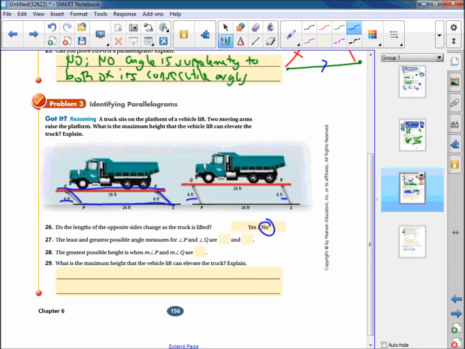So the least and greatest possible angle measures for P and Q are going to be 0 if it's on the ground, or 90 if it's straight up. Okay? The greatest possible height is when P and Q are both 90. Okay? So what is the maximum height the truck is going to be when they're both 90? Well, it's going to be 6. And that's because a parallelogram is its tallest when it's a rectangle.